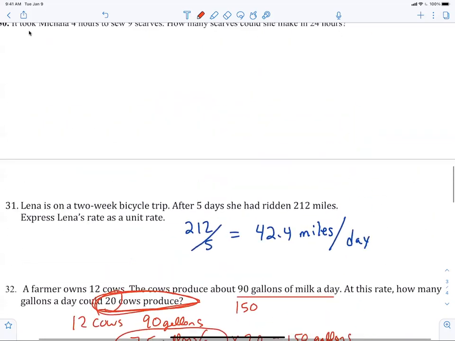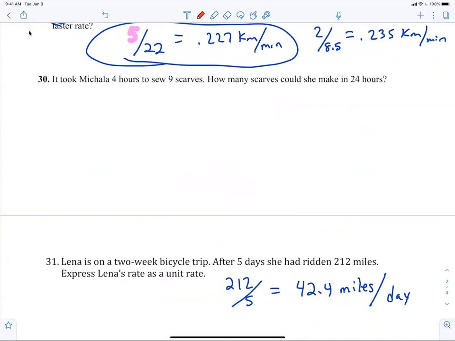Yes, ma'am. 30. I like what you said. Let's take a look at 30. So we want to know how many scarves can be done per hour, because we want to know how many scarves in 24 hours. 4 divided by 9. Right, but if you do 4 divided by 9, let me explain why that's not correct. If I do 4 hours divided by 9 scarves, that would have been 0.4 repeated hours per scarf. You with me? But I want how many scarves I can do per hour.